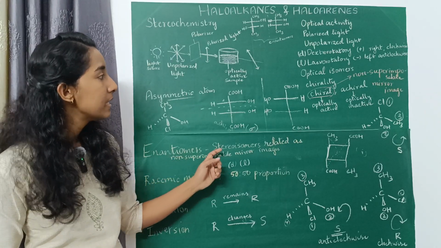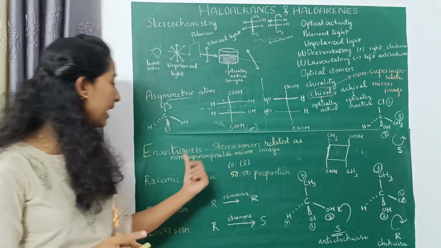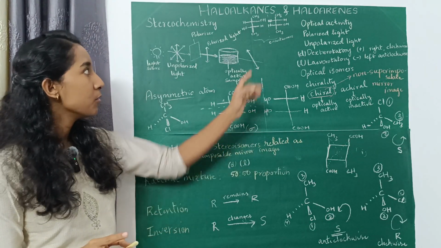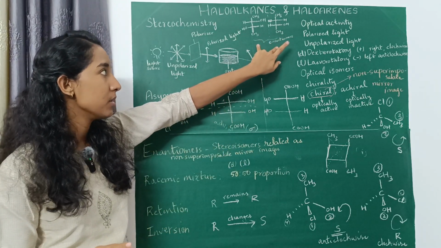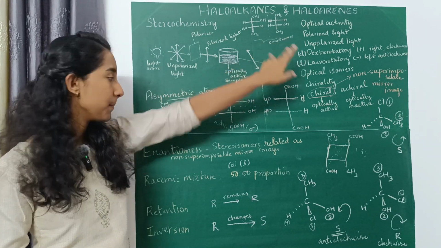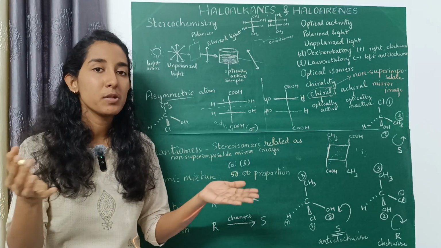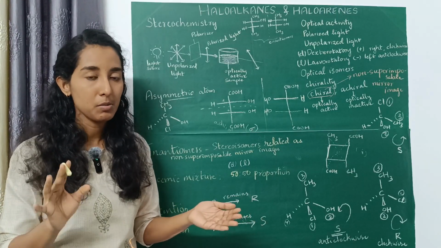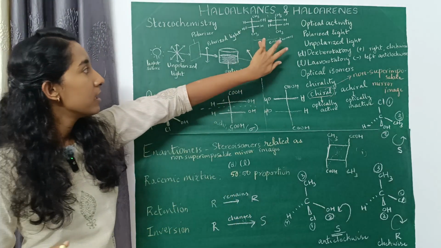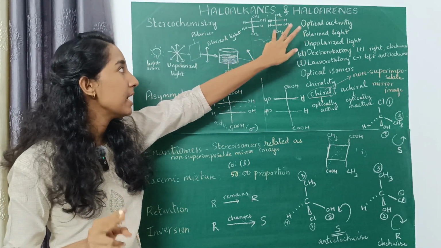Enantiomers are basically stereoisomers related as non-superimposable mirror images. So here I said these are both non-superimposable mirror images, so these both are enantiomers. When the compounds are related as non-superimposable mirror images, then they are enantiomers. A and B, we call them enantiomers.